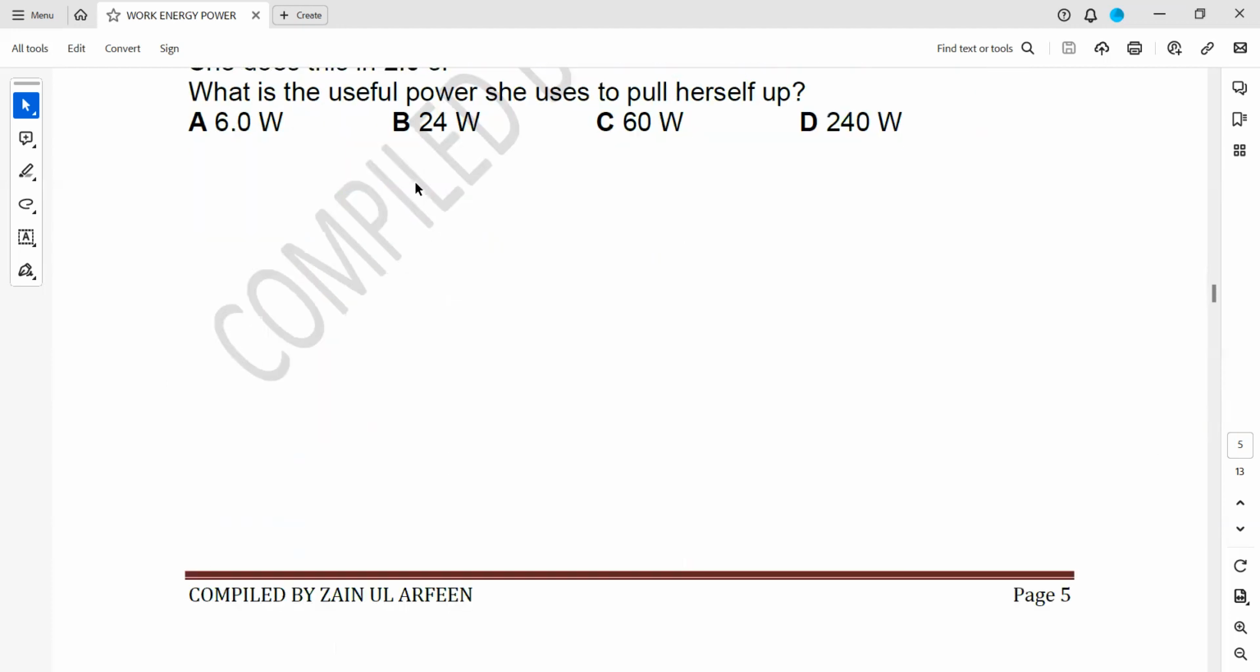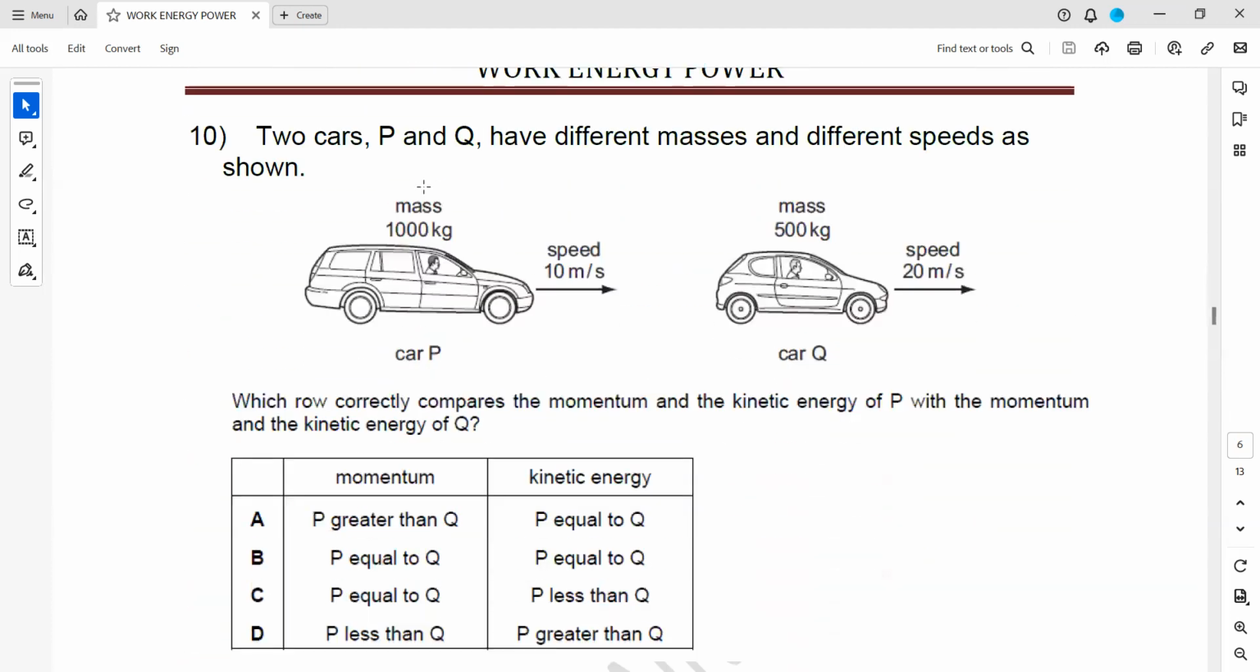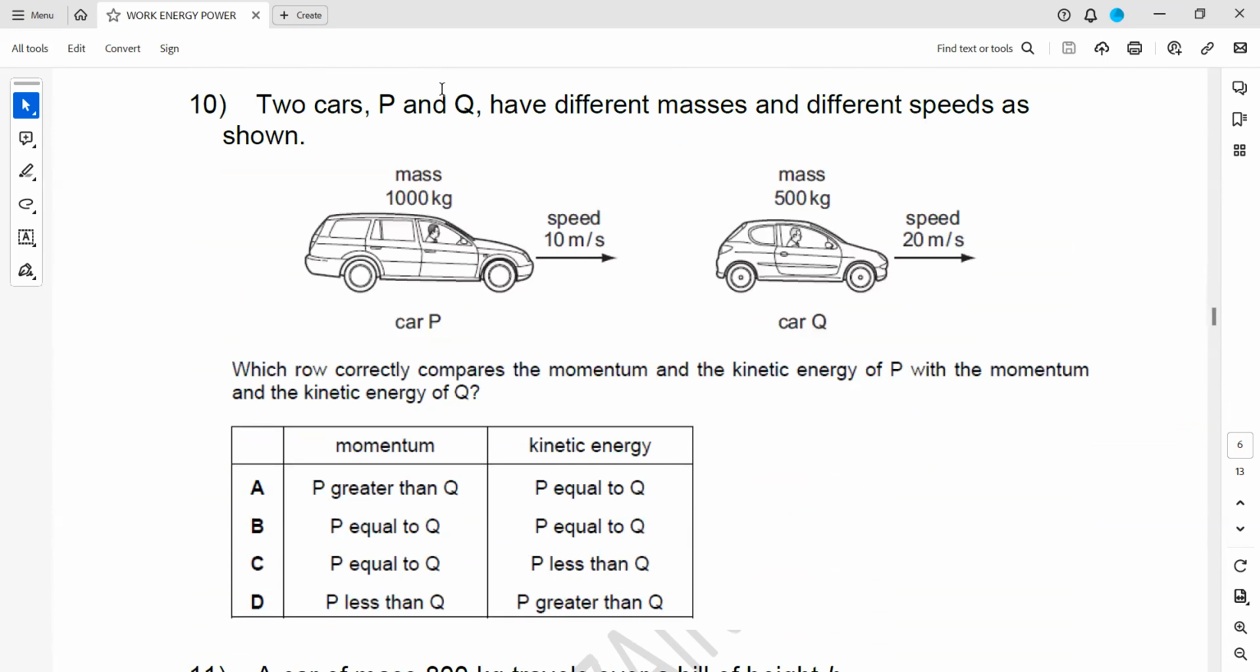And to get the power, we need the time. So work divided by time will give us the power. Two cars, P and Q, have different masses and different speeds as shown. Which row correctly compares the momentum and the kinetic energy?